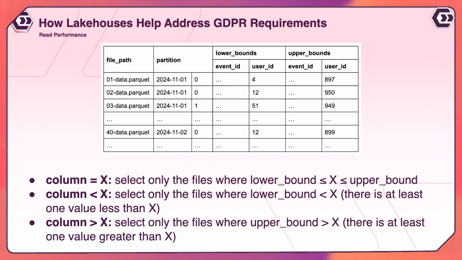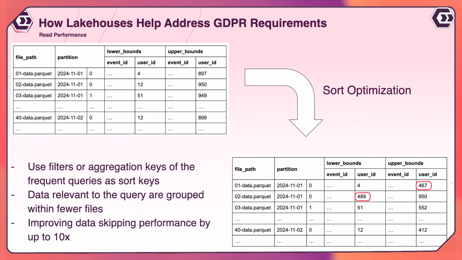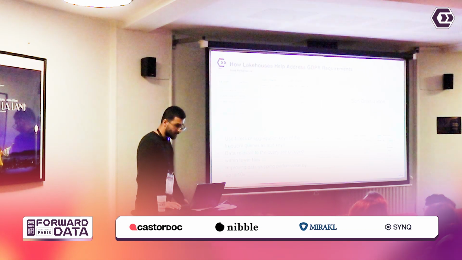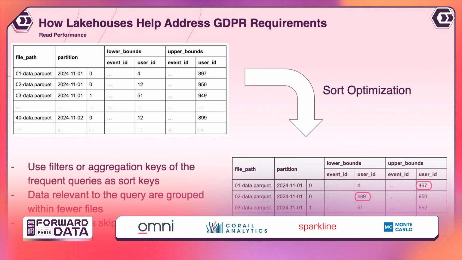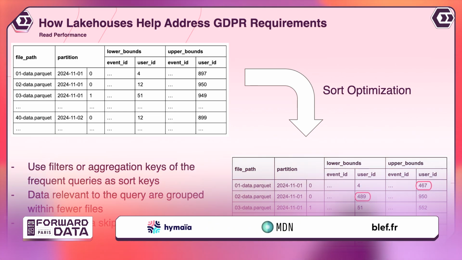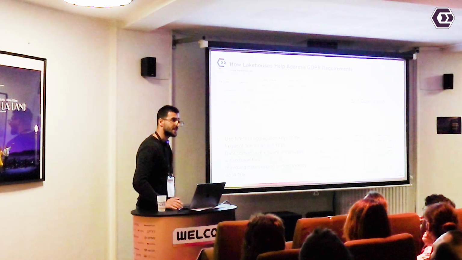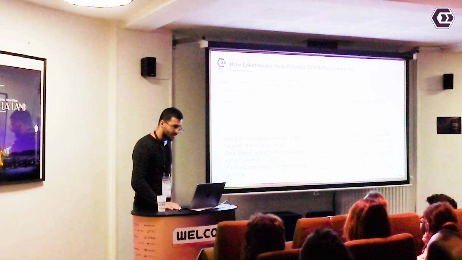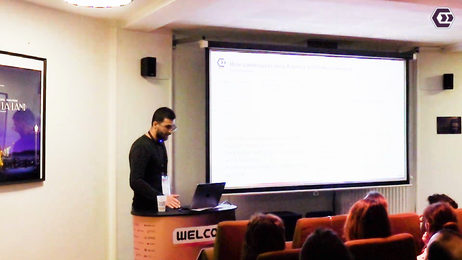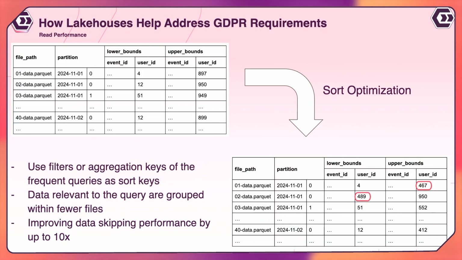And since all data files are already indexed in the manifest file, Iceberg eliminates the need to list the files in object storage, which can reduce the storage cost. And to improve data skipping performance by up to 10 times, Iceberg supports sorting operations as an optimization feature for data files. By sorting data based on columns that are frequently used as filters or aggregation keys, Iceberg can pre-filter more files compared to random file splitting.